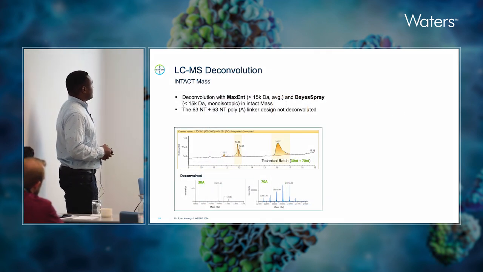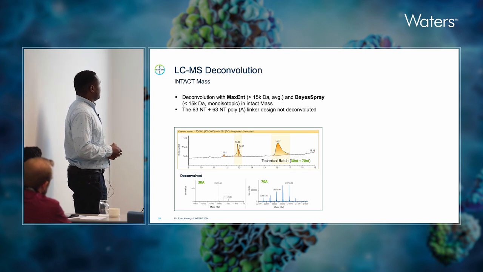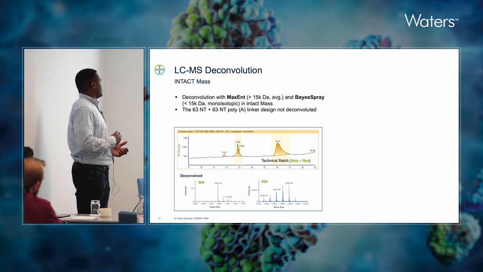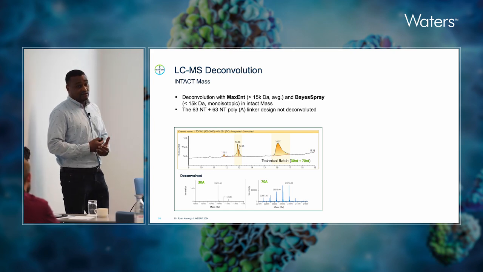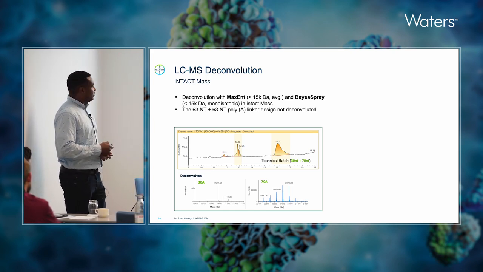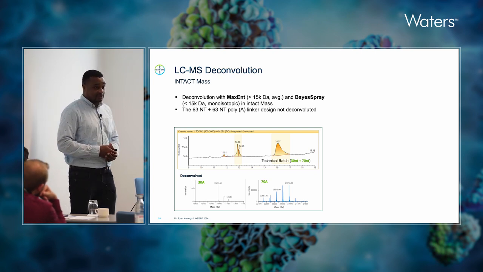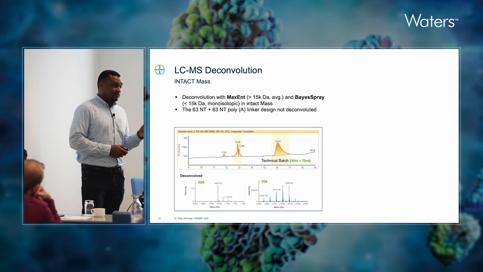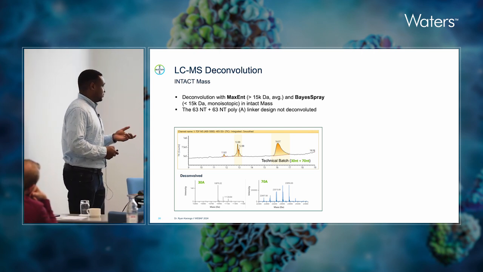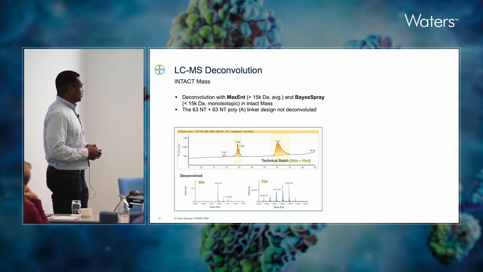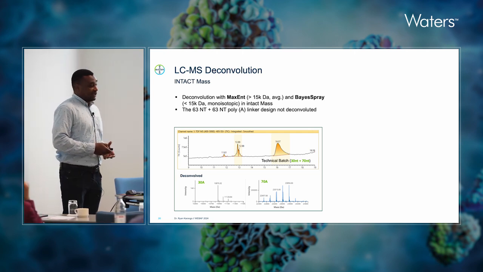So we did analyze a technical batch, which is using the MaxEnt and BiSpray deconvolution process. It's maybe important to know that the MaxEnt deconvolution algorithm is supposed to be used above 15K Dalton and the BiSpray below. The poly-A design of this mRNA is a 3070 nucleotide design with linker nucleotides in between, and we can see that we are able to deconvolute the spectra quite well.